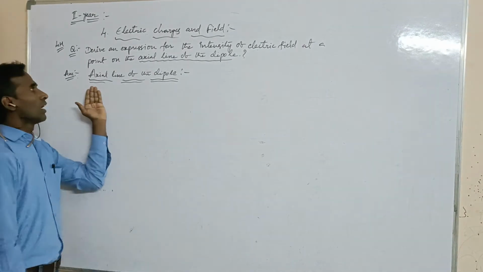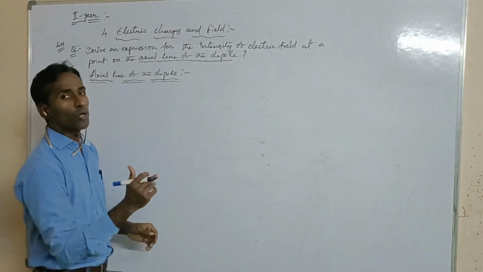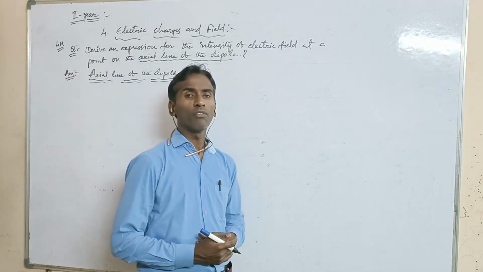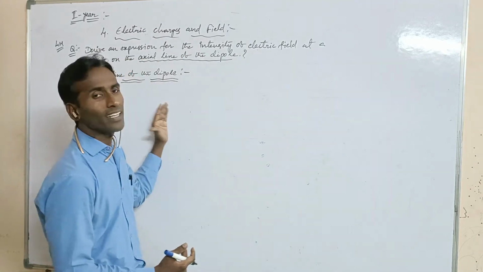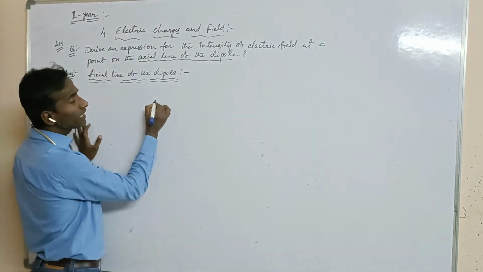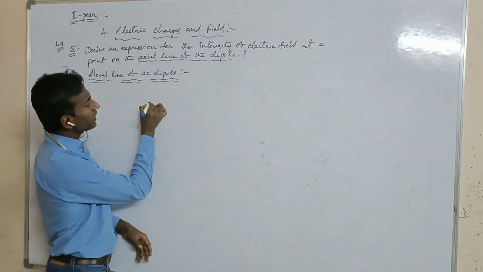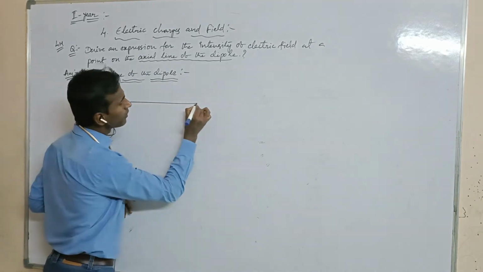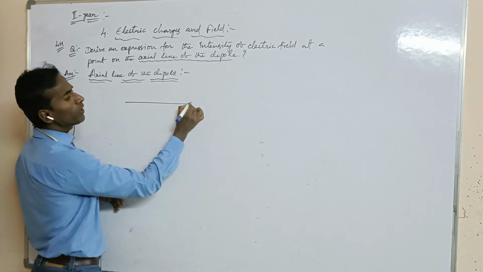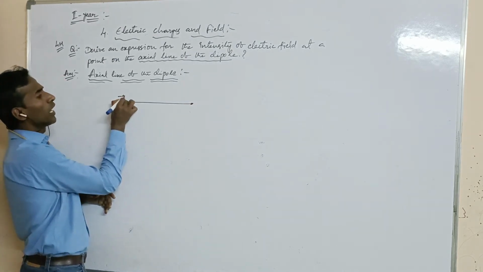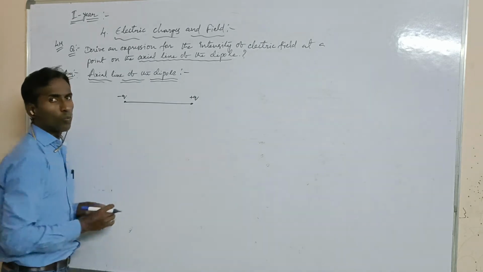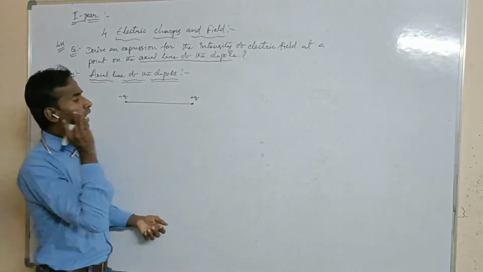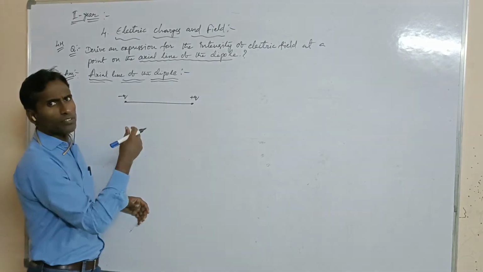See here students, the axial line of the dipole. First of all, what is the axial line of the dipole? The line which is passing through the axis of the dipole is called the axial line of the dipole. So let us consider two types of charges, one is minus q and another one is plus q. These charges produce some field around them.